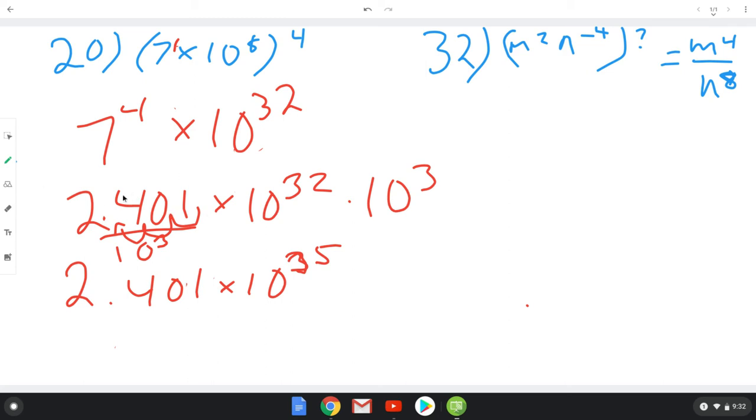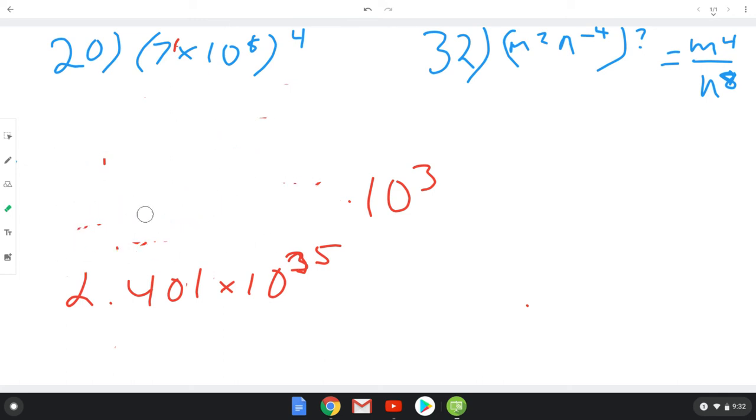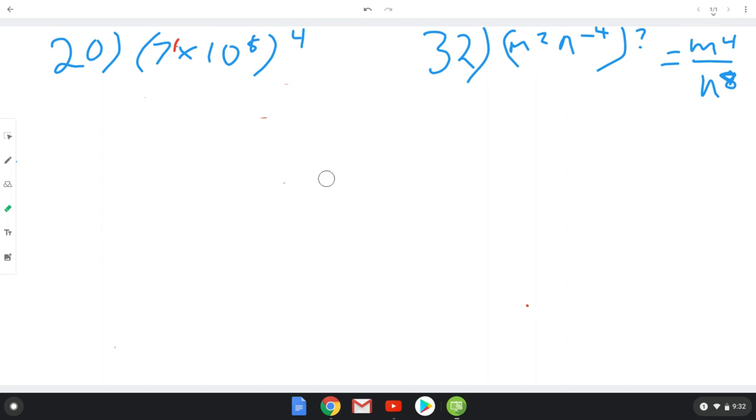All right, let's talk about number 32. So I'm going to go ahead and erase this. In number 32, on the worksheet where I have a question mark, they have a box, but I just put a question mark because that made more sense to me. So that question mark is where the box is on your worksheet.